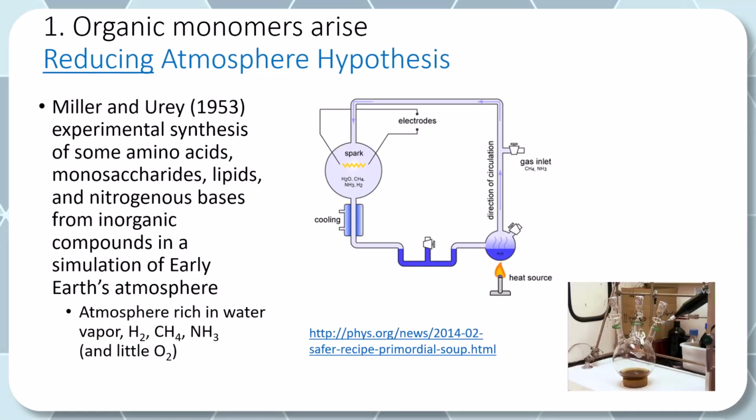So on that, organic monomers arising, one possible explanation is the reducing atmosphere hypothesis. So way back in 1953, a couple of researchers were able to simulate early Earth's atmosphere in this sort of complex glass apparatus pictured here on this slide. And in that, they were able to synthesize amino acids, monosaccharides, lipids, and nitrogenous bases, so important monomers necessary for life.